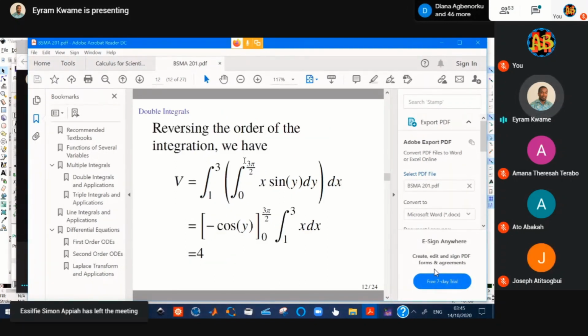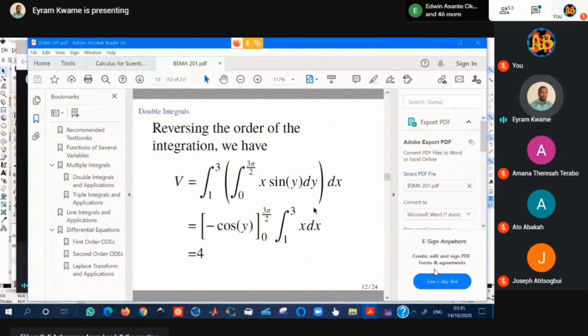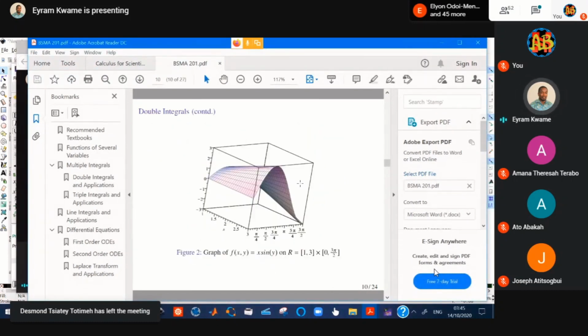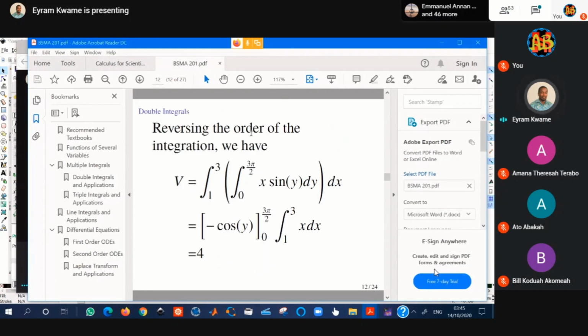But what if somebody had decided to integrate with y before x? Now, if I reverse the order, I want to integrate with y before x. Please watch, I didn't just switch the order, I didn't just change the x and the y. I also changed the limits of integration. If you look at this, the x goes with the limit 1 to 3, and the y goes with the limit 0 to 3 pi over 2.